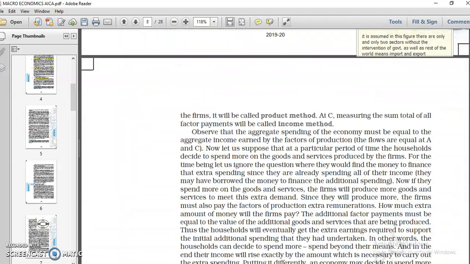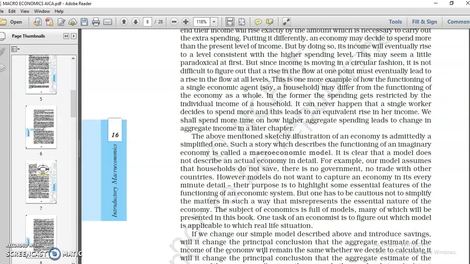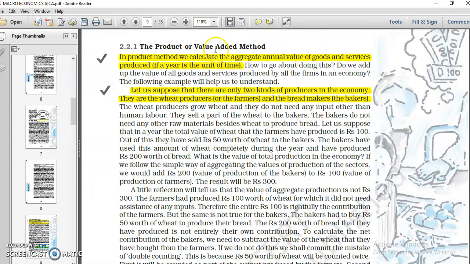Next, we are going to see the product or value added method. Now our method is starting. In product method, we calculate the aggregate annual value of goods and services produced if a year is the unit of time. So in product method, what we are doing? We are calculating annual value of goods and services. Annual value means your total value. Let's take an example. You are purchasing one product of rupees 1000. So once you multiply 1000 into one product, it becomes 1000, which is the value of goods and services.